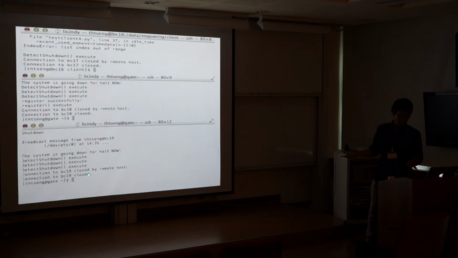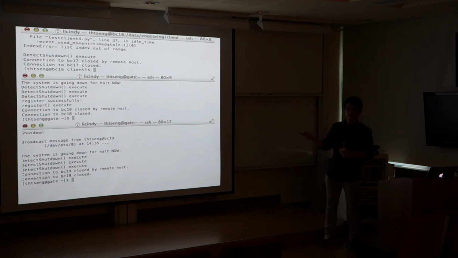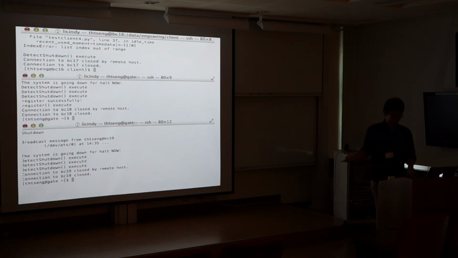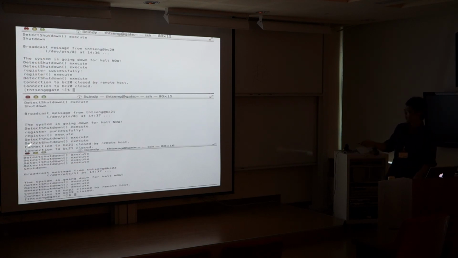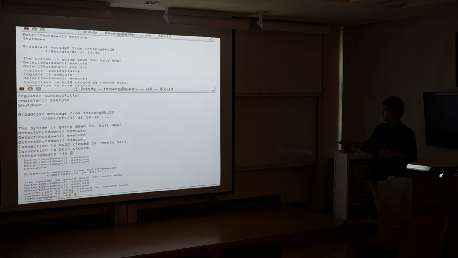Now, let's check whether the system turned off all the computers. In this terminal, before this message, it connects to BT17. But the message said it was turned off, and BT18, BT19, and BT21, and BT20, 23, 22.